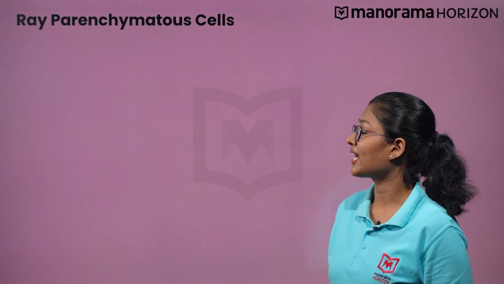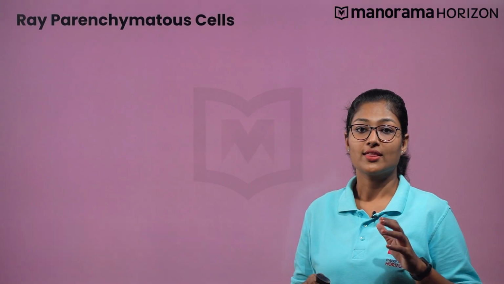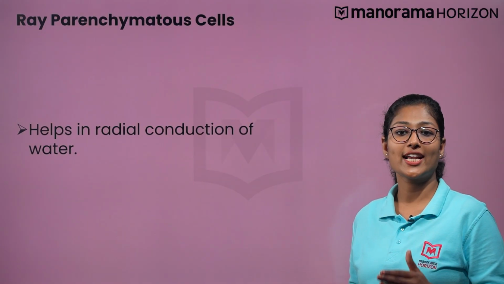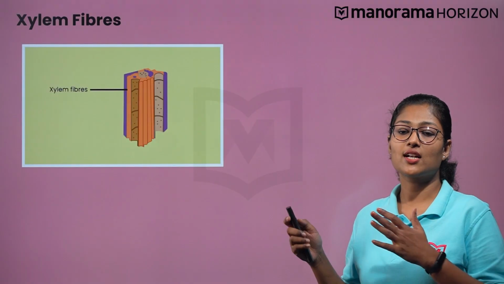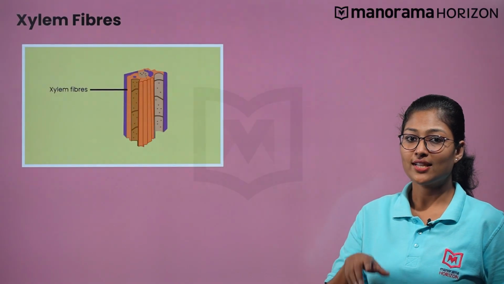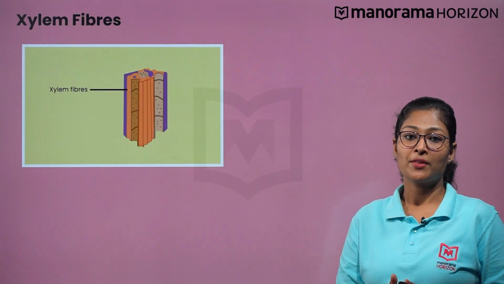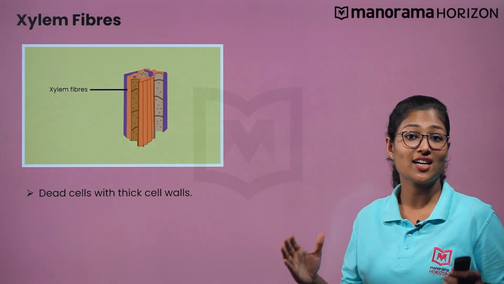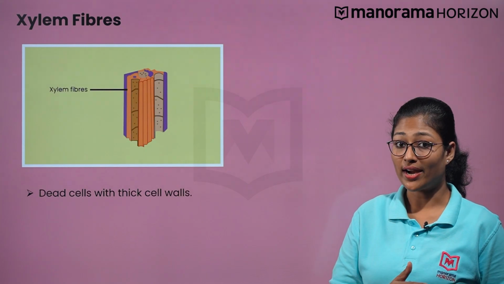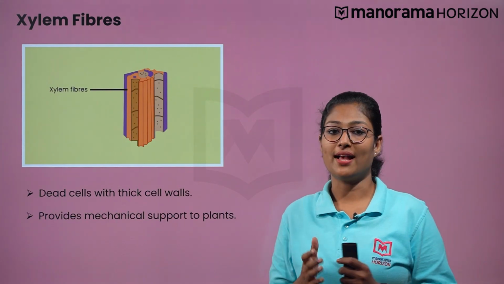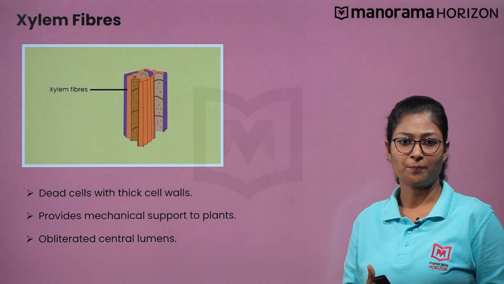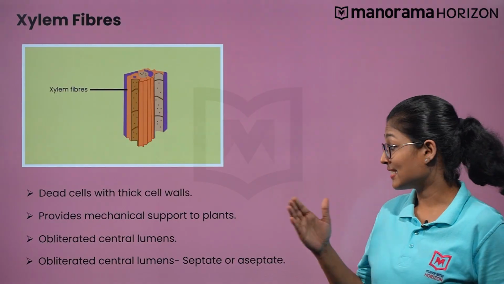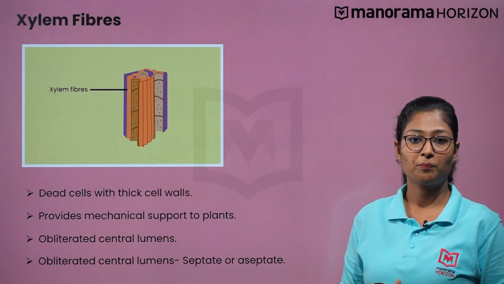Another kind of parenchymatous cell is the ray parenchymatous cells. The radial conduction of water takes place by the ray parenchymatous cells. Next, coming to xylem fibers, they are the last element of xylem and are dead cells with thick cell walls. They provide mechanical support to the plant. They have obliterated central lumens. These may either be septate or aseptate.